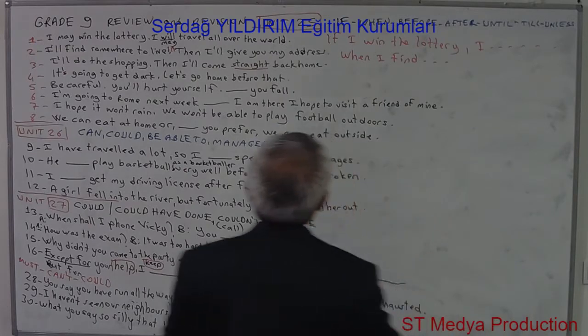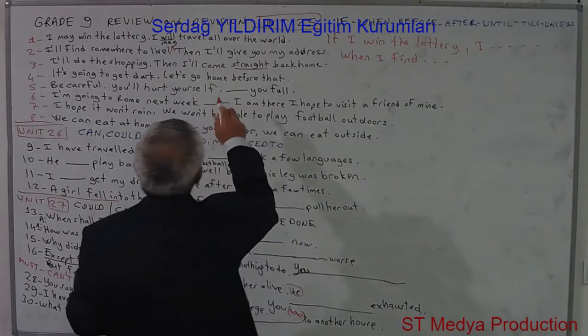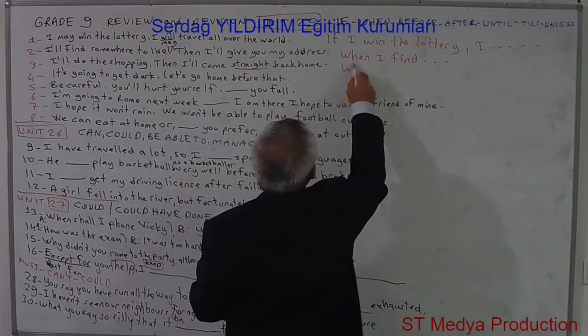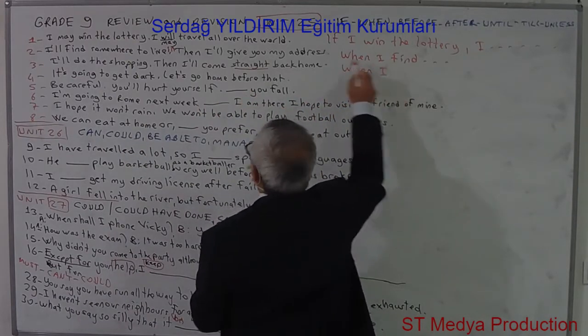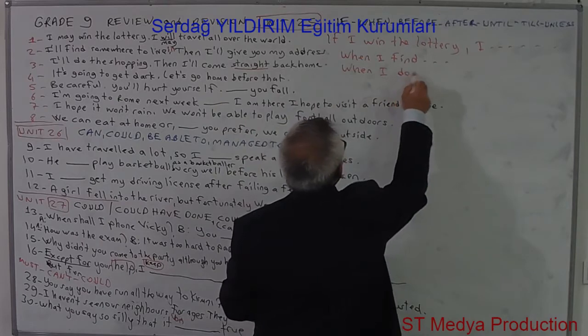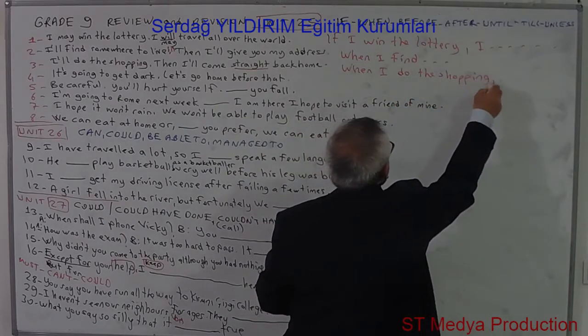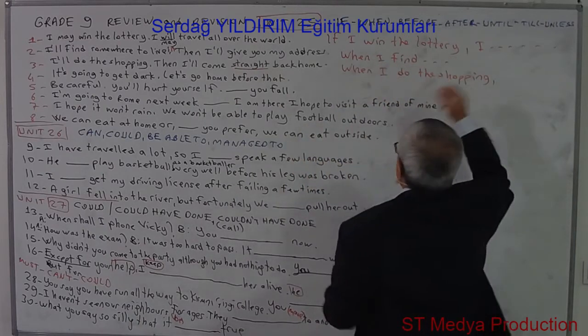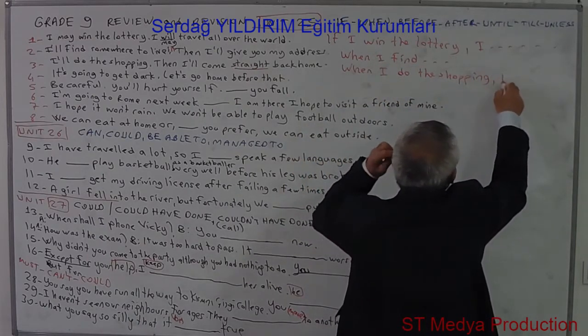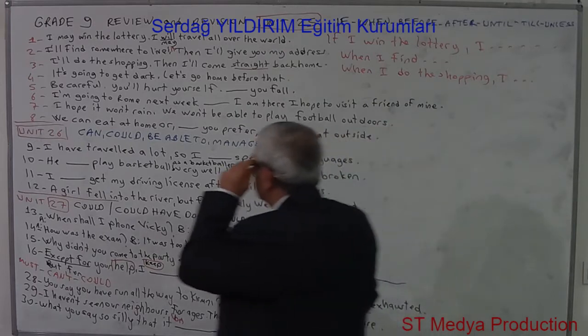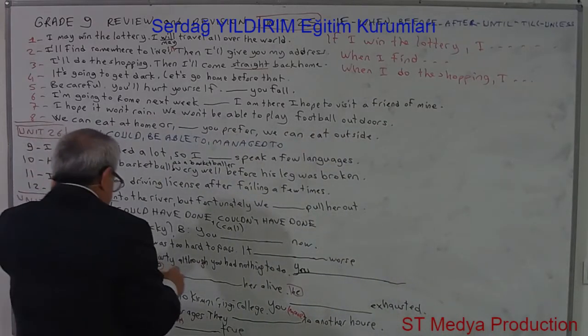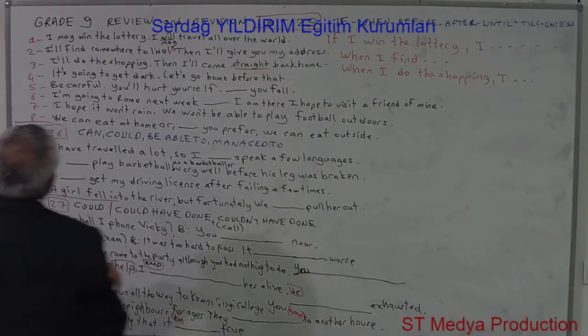So, my friends, I say that this is again when I do the shopping. And again, the second sentence is the same, my friends. Okay. Yes, my friends. This time 4.